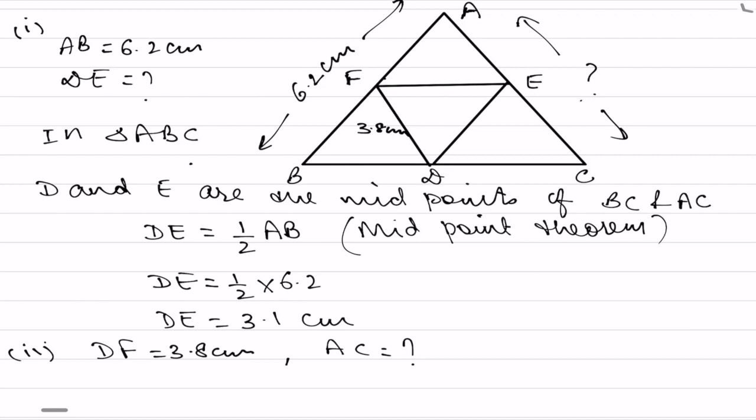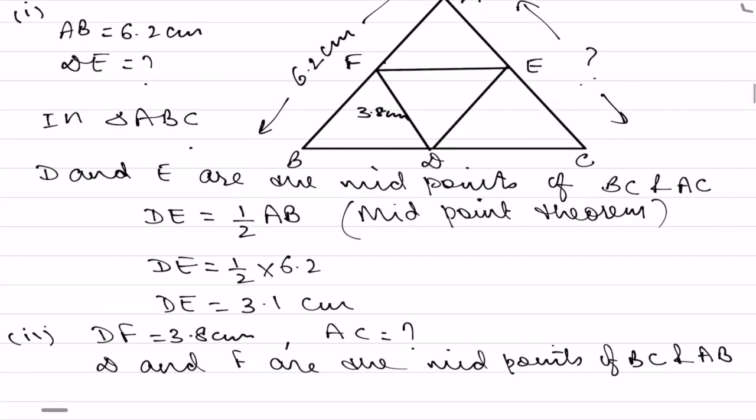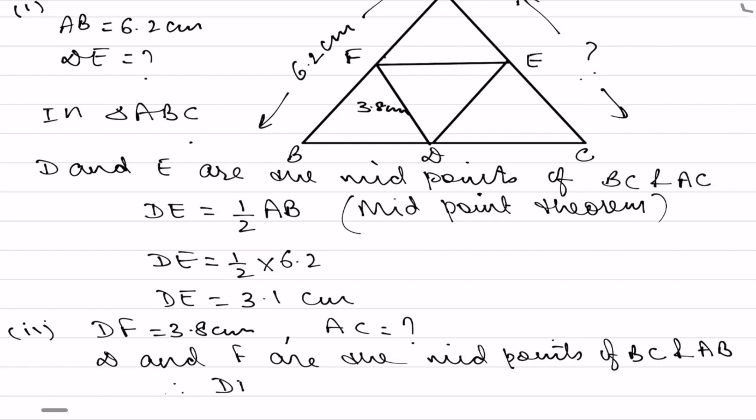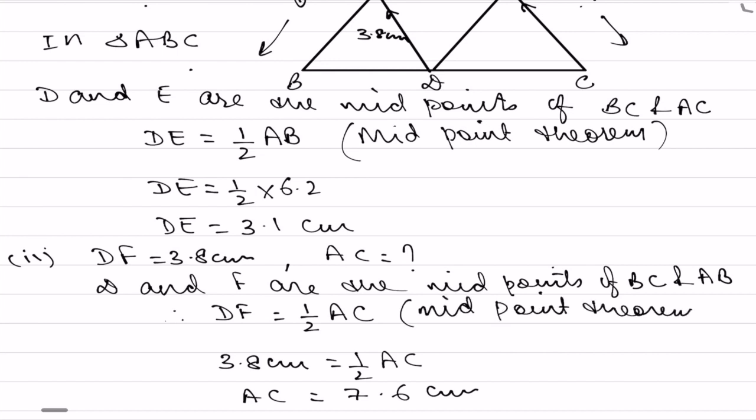So again we can see that D and F are the midpoints of the sides BC and AB. Therefore, this DF is parallel to AC as well as DF is half of AC. Now put the value of DF, that is 3.8 centimeter. So AC is 7.6 centimeter. And here please give the reason, midpoint theorem.